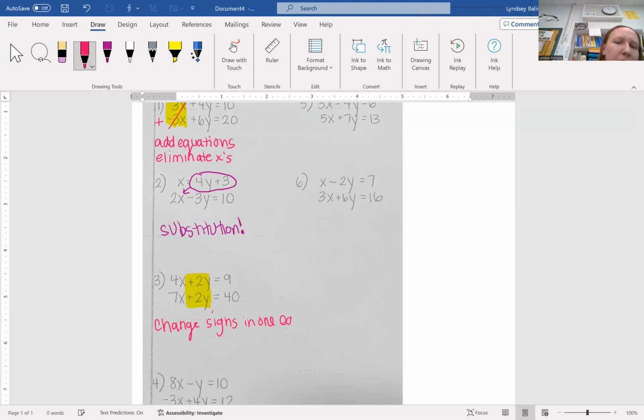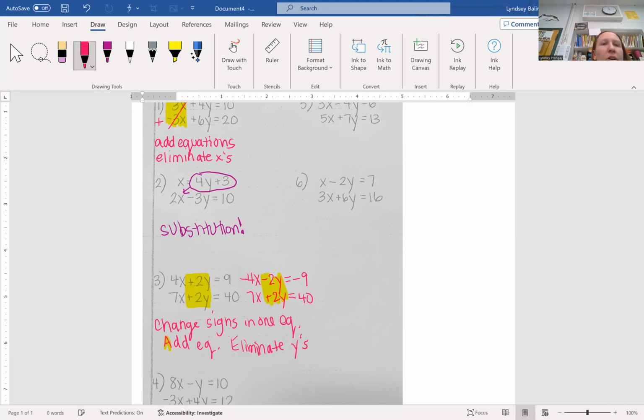I'll say change sign in one equation, which would make this now a -2y. And so in that case, I'll just do this. So -4x minus 2y equals -9. And then we would have 7x plus 2y equals 40. And the reason I did that is now my things are opposites, and I would add my equations, and then I would eliminate those y's.